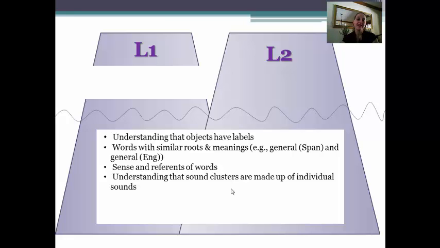Okay? If you have an English language learner that is coming to you with a first language that is not alphabetic, such as Cantonese, for example, or Mandarin is another one, then that understanding about sound clusters and how they are tied to symbols is not going to be there, because that's not something that represents the way that their first language works. Okay, we're going to get into that a little bit more later.